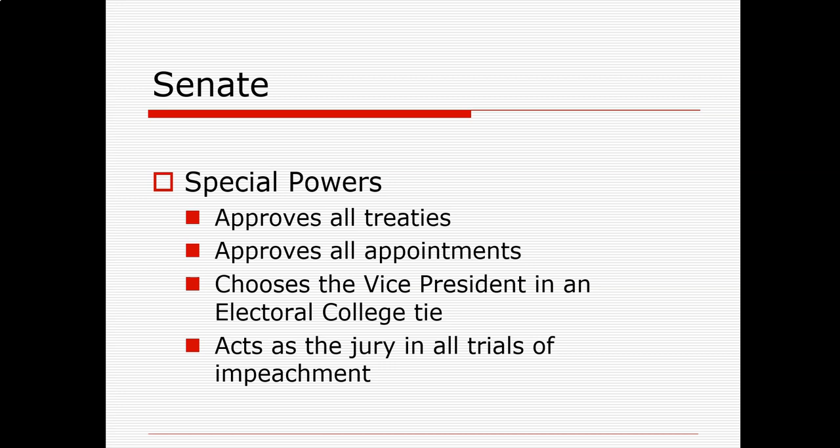Acts as the jury in all trials of impeachment. As we saw not too long ago, President Trump was impeached by the House of Representatives, but it was the Senate who was in charge of basically formally ending the impeachment process of guilty or not guilty. In this case, the 100 senators become part of the jury that decides the fate of the President of the United States.